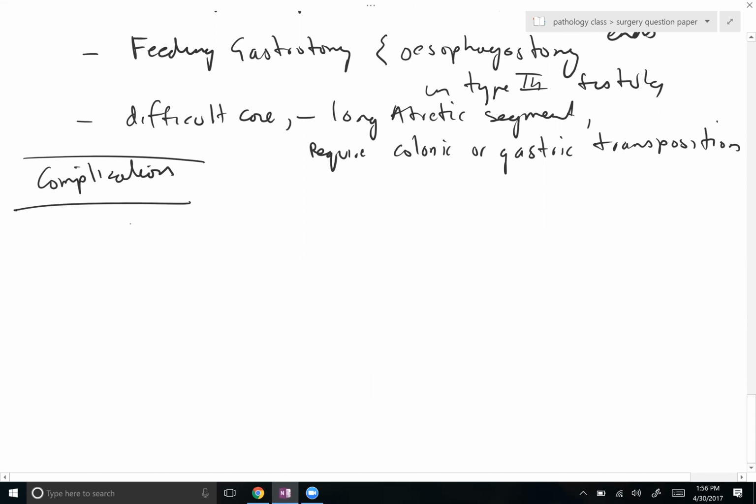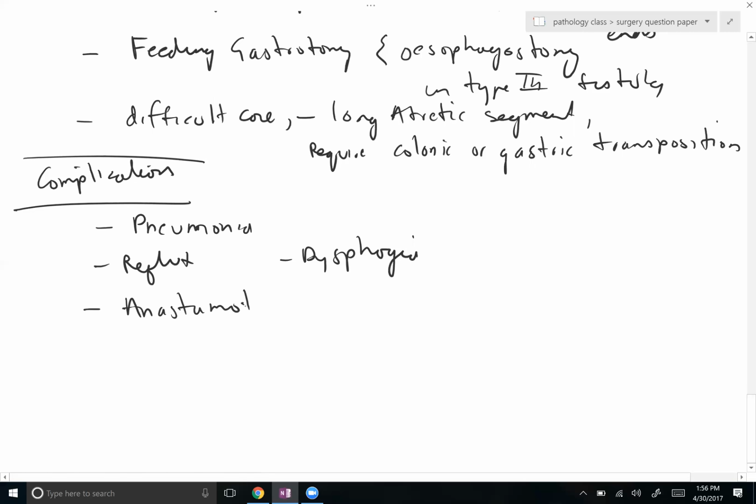Now the next one is complications. If it is contacting the trachea, it can result in pneumonia, reflux, and dysphagia. And the last one is that if we go for an anastomosis, it can lead to anastomotic leak. This is for tracheoesophageal fistula.